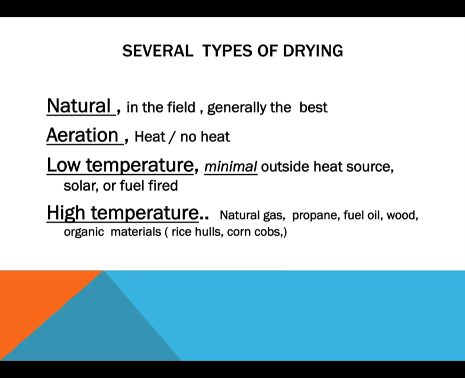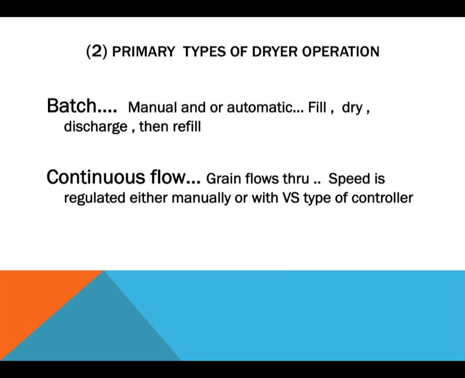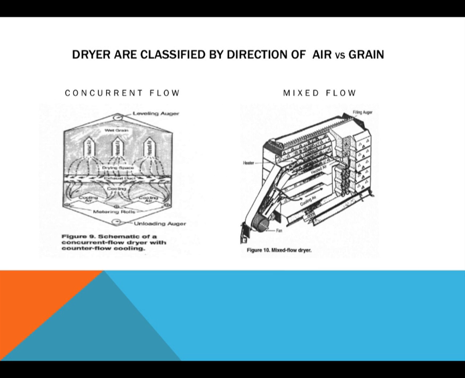Several types of dryers. We'll go through this rather quick. Natural in the field. Aeration, where you're actually using the aeration of your bins. Low temperature, minimal outside heat source. Solar, fuel-fired could be. Most generally used in the industry, of course, is our high temperature natural gas. Natural gas, propane, wood, organic materials like rice hulls, corn cobs. There's just all kinds of things you can fire with. Two primary types, batch and continuous flow. That's not rocket science there.